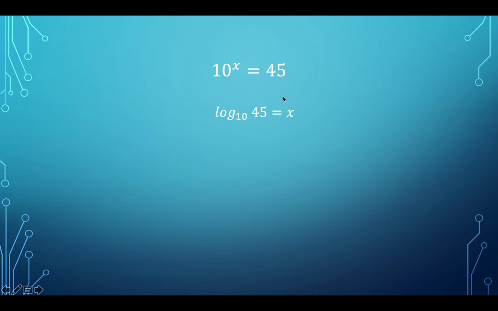Now we know how to solve this problem. You were doing it last week on your quiz. We're going to solve for x using the change of base formula. We're going to do log 45 divided by log 10. And when we do that, we get 1.653. So if we wanted to check it, 10 to the 1.653 power should give us 45.